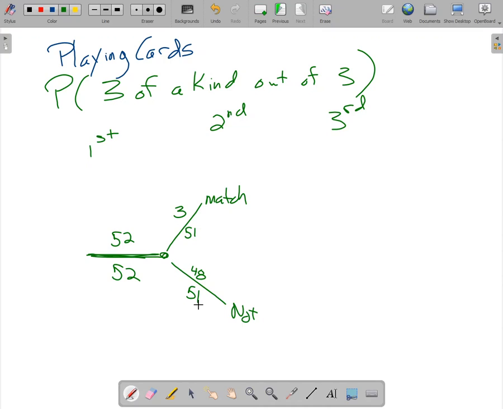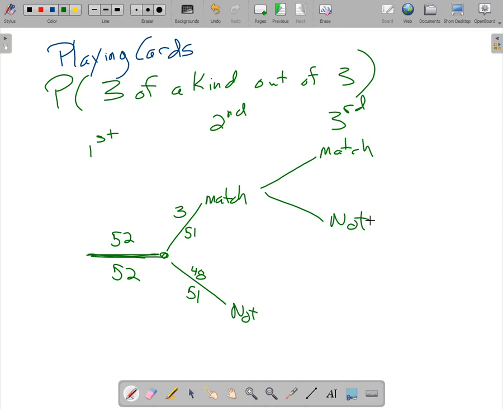There are 51 possibilities left. I'm trying to get 3 of a kind, so I don't really care about that branch over there. When I draw again, either I get another match or not. Is it more complicated now? Not really.